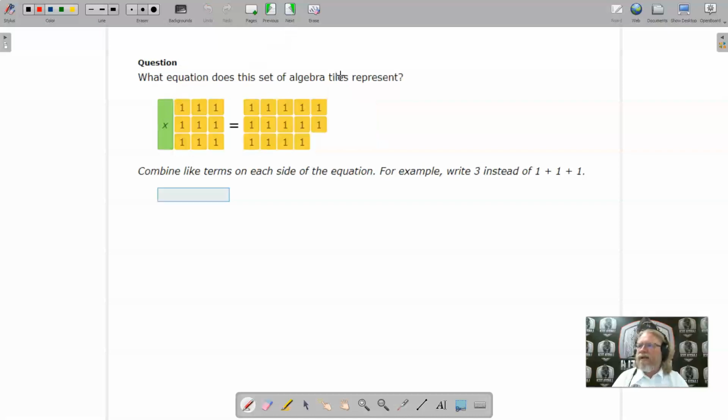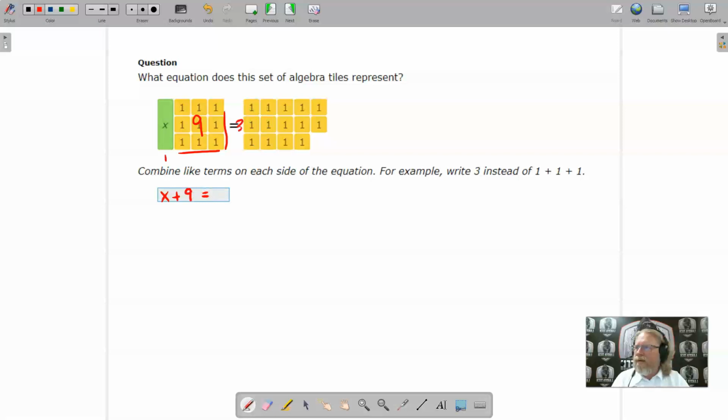What equation does this set of algebra tiles represent? Well, I have 1x, so I'll put the x there. I have 3 by 3 on this side, so there's going to be 9 units there, and they're positive 9, so x plus 9. And then my equal sign.